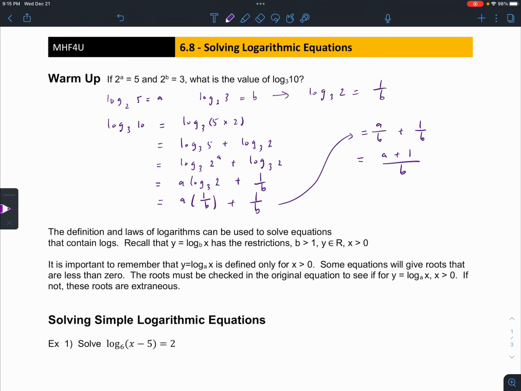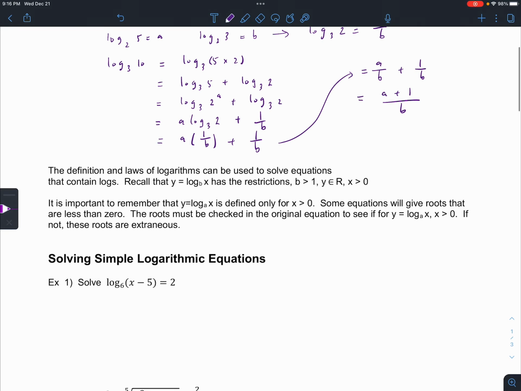Okay, and so this is actually one of the questions in the textbook. This is a textbook question. It is also a math contest question. And that's why it is somewhat difficult and does require some thinking and thinking outside the box. But yeah, so in terms of a and b, log to the base 3 of 10 is equal to a plus 1 over b.